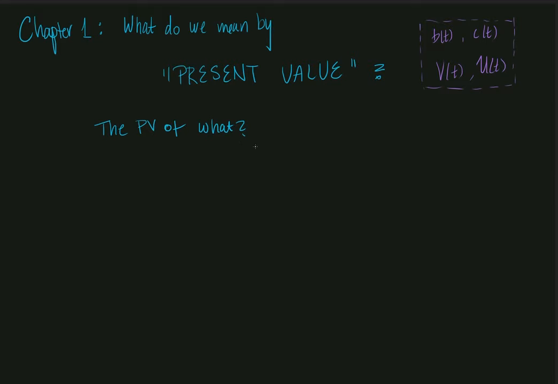The present value of what? And when? When do we mean the present is? So if we look at a timeline, then normally we say the present value at time t of a payment stream. So the present value at time t of certain payments.